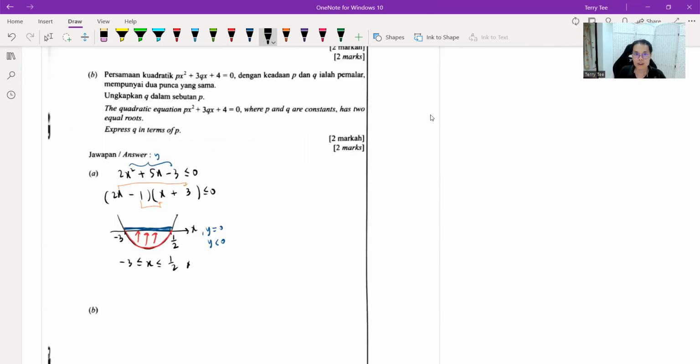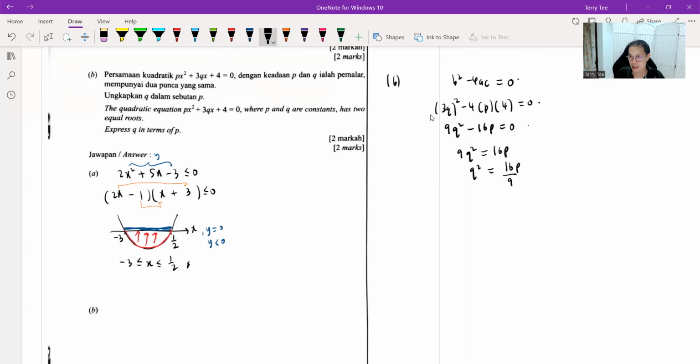Okay, for part B, I'm going to do over here. This quadratic equation has two equal roots. For two equal roots, we know our b squared minus 4ac value should be equal to 0. My b is 3q, I square it. My a is p, my c is 4. The result equals 0. So when you expand, this is 9q squared minus 16p equals 0. I'm supposed to find q in terms of p. So let's bring p to the right, 16p positive. I divide by 9, and you get 16 over 9 p.